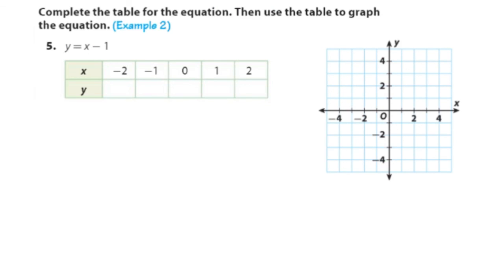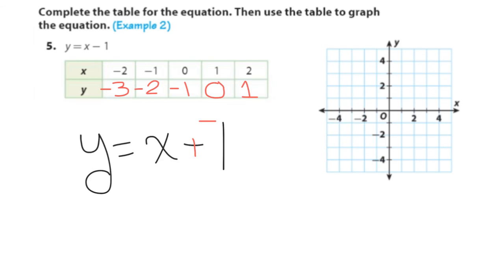Okay, number 5. Complete the table for the equation, then use the table to graph the equation. So first complete the table. I'll get you started. y equals x minus 1. Remember, that's going to be plus a negative. So replace x with a number and then just add a negative 1 to it. Just complete your table and go no further.